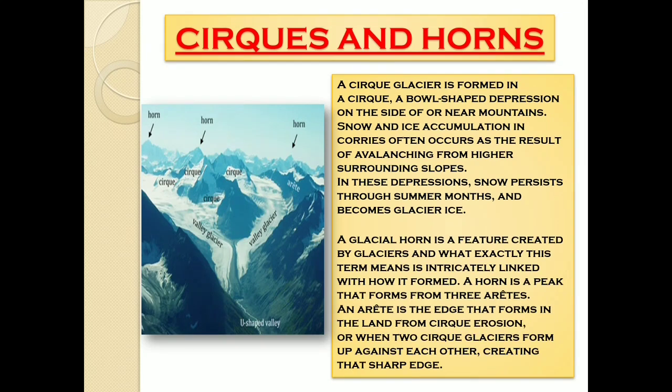A glacier horn is a feature created by glaciers, and what exactly this term means is intricately linked with how it formed. A horn is a peak that forms from three arêtes. An arête is the edge that forms in the land from cirque erosion, or when two cirque glaciers form up against each other, creating that sharp edge. You can see the diagram or picture. It is shown very clearly.